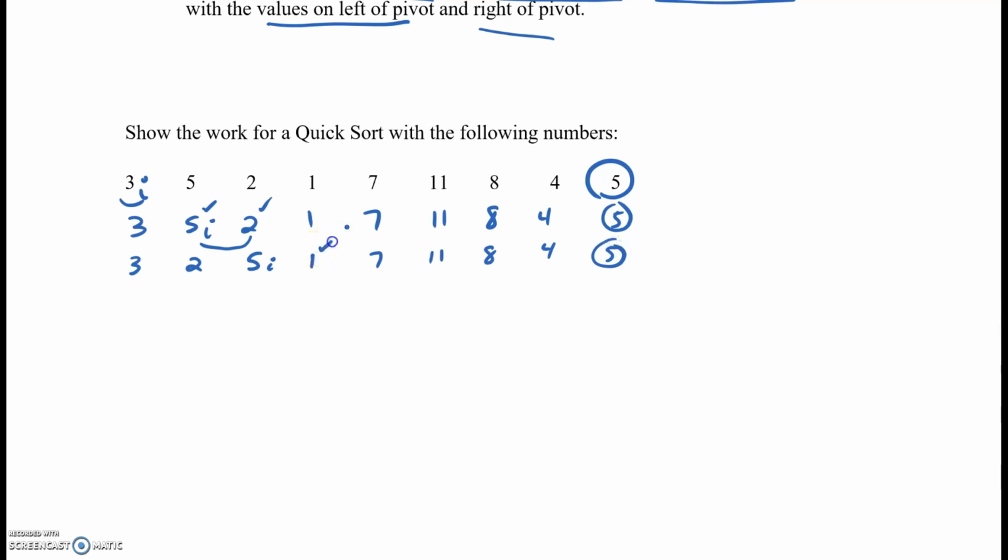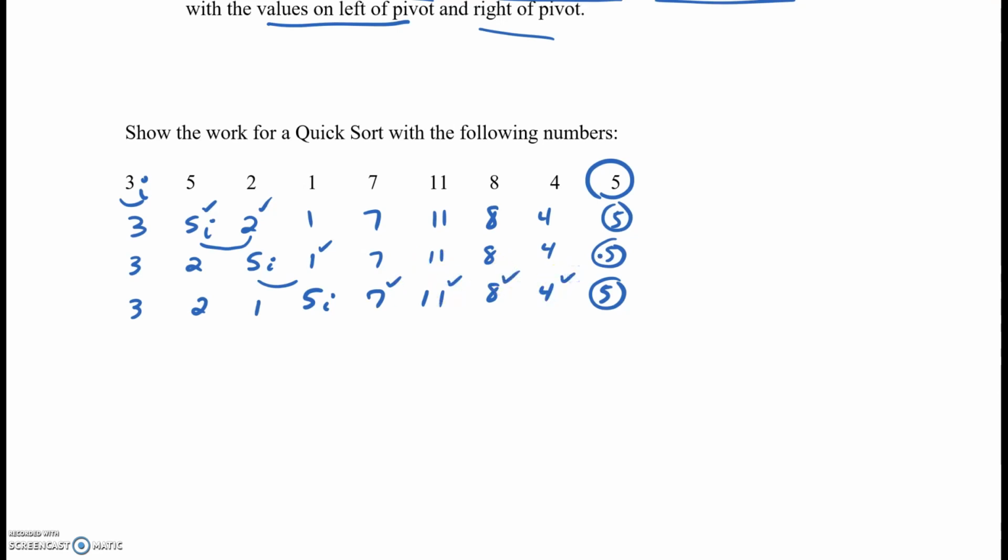Now we move on to the 1, and we check 1, and 1 is also smaller than 5. So we have another swap to perform. 3, 2, 1, 5, move up the I value, 7, 11, 8, 4, and 5 is our pivot. We check the 7, no need to swap, 11, no swap, 8, no swap.